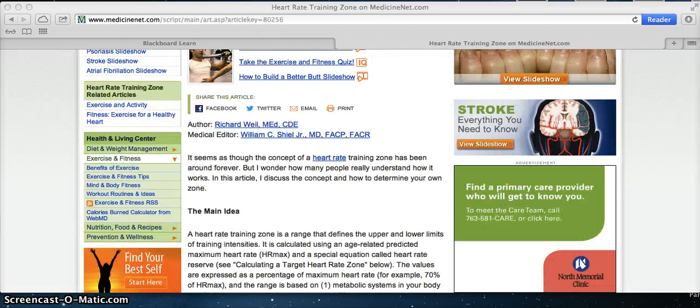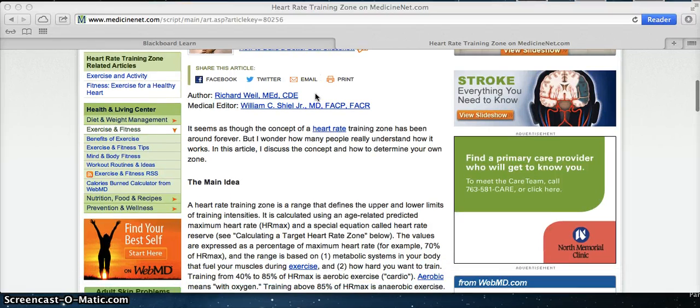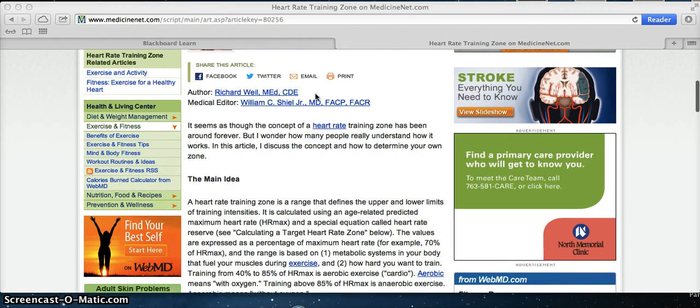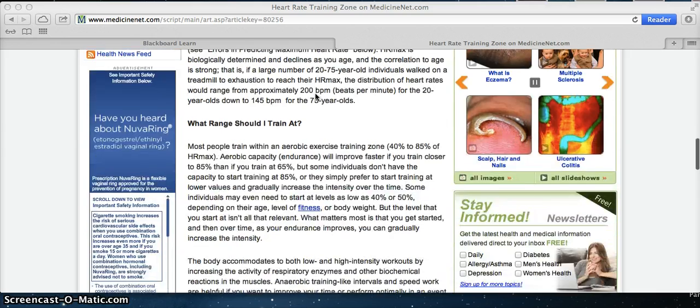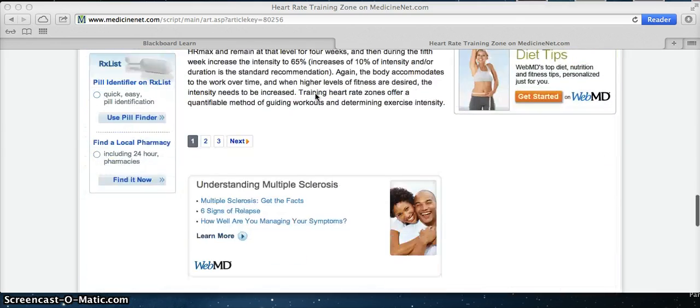While there are several great internet resources and texts to help identify heart rate training zones and anaerobic threshold, here's an article to get you started. If you go to medicine.net and search for heart rate training, you'll come up with Dr. Wheel's article, which goes over the main ideas of heart rate training and determining zones.